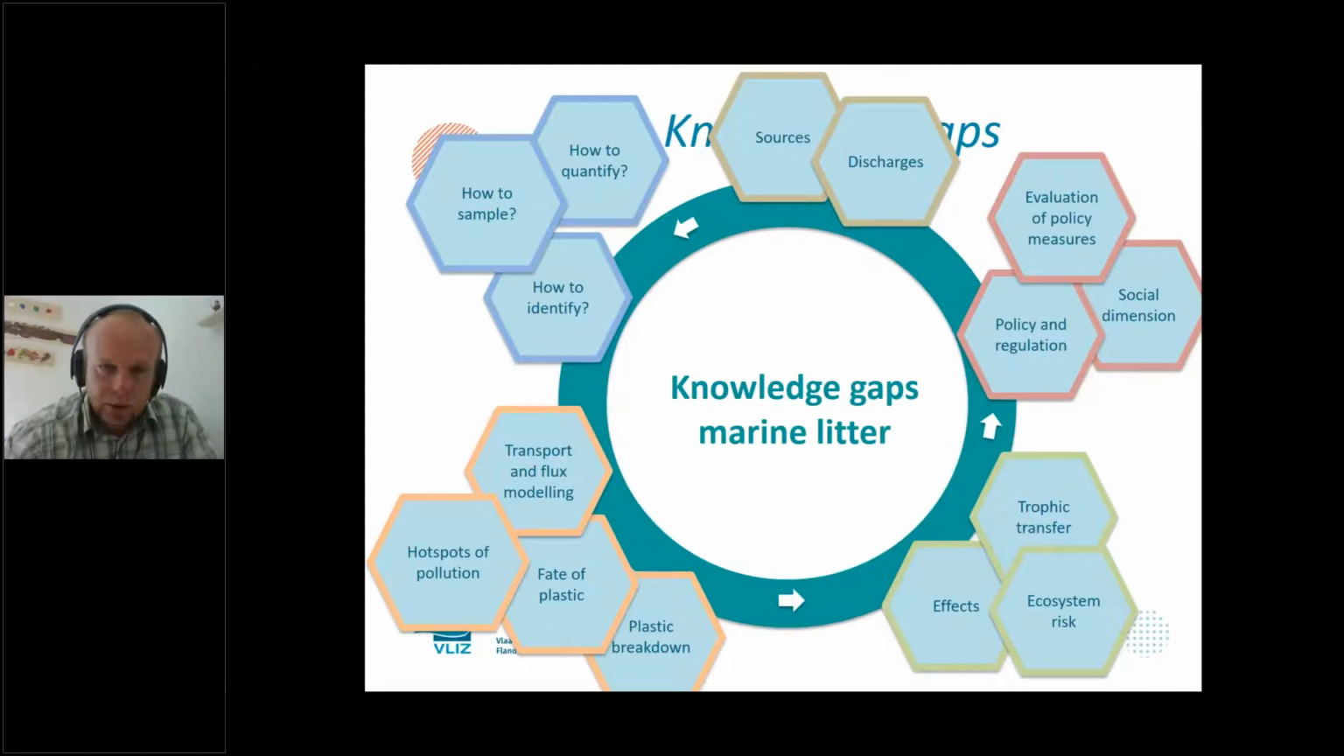So these can be used to not only define regulations and measures, but also in the end to evaluate these measures. Now, luckily, the field of plastic research really evolves quickly, so that also allows us to go quite fast and try to answer at least parts of this big puzzle.